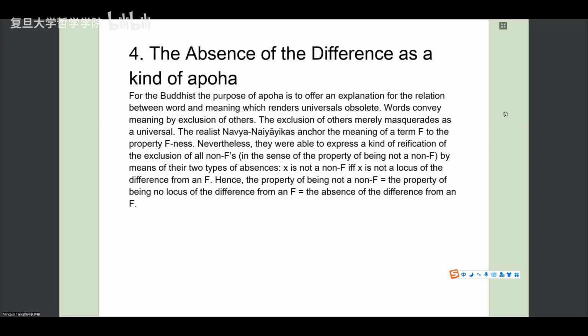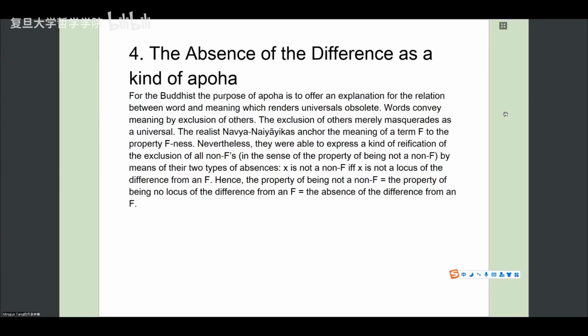Now, I said in my introduction that the absence of the difference is a kind of apoha. For the Buddhist, the purpose of apoha is to offer an explanation for the relation between word and meaning, which renders universals obsolete. Words convey meaning by exclusion of others. The exclusion of others merely masquerades as a universal.